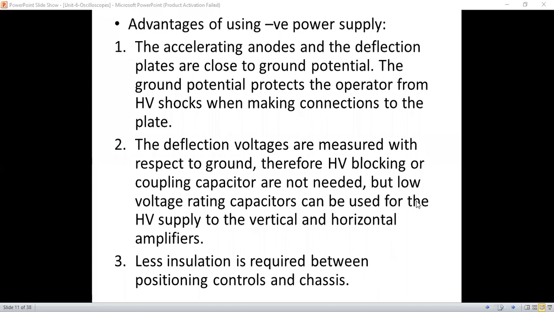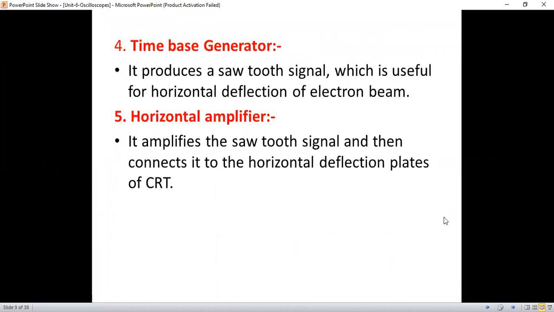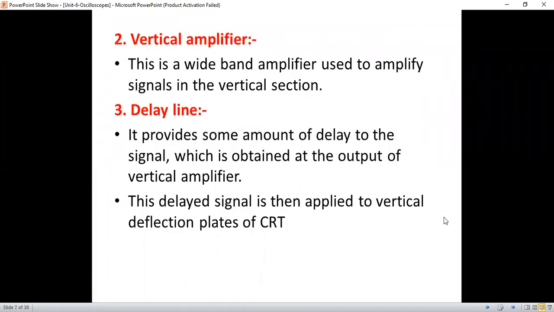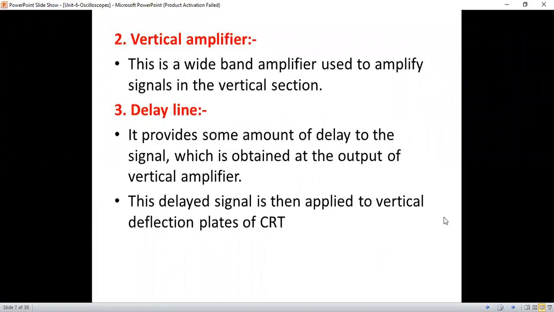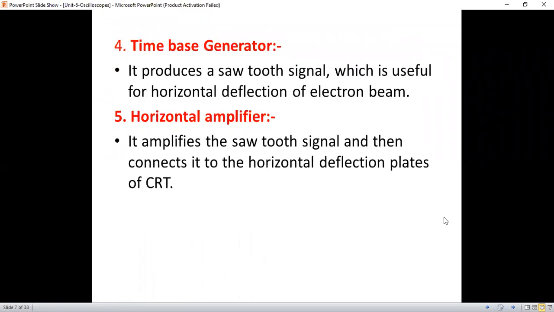This is all the blocks, 7 blocks we have discussed. Power supply is there, trigger circuit, horizontal amplifier or time-base generator, vertical amplifier, delay line, and CRT. So these things you have to remember, and the inputs we have given are direct input, vertical input, horizontal input, you can tell that one.